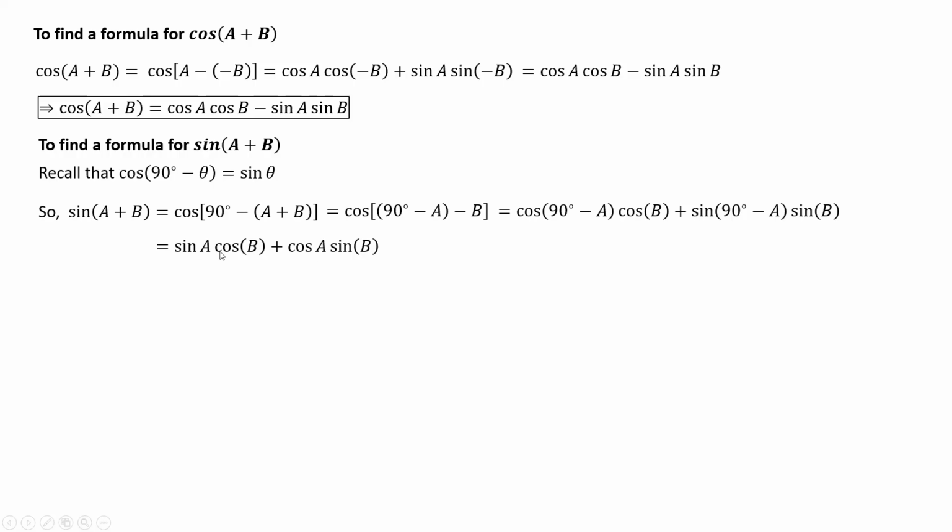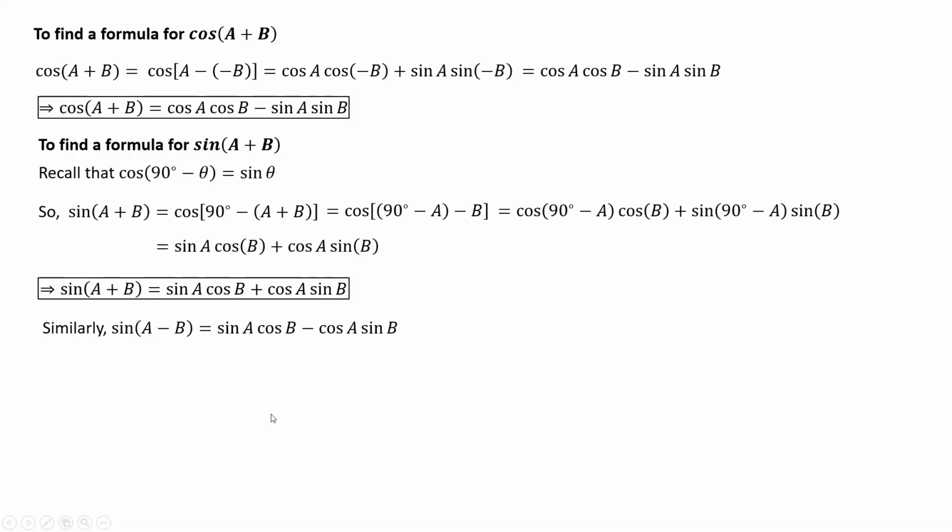So we have sine A cosine B plus cosine A sine B. So ladies and gentlemen, what is sine of A plus B equal to? Sine A cosine B plus cosine A sine B. Okay, would you know how to get the sine of A minus B from this? Pretty much like this. Okay, sine of A minus B is sine of A plus negative B.